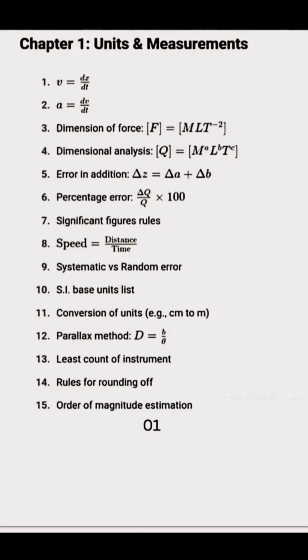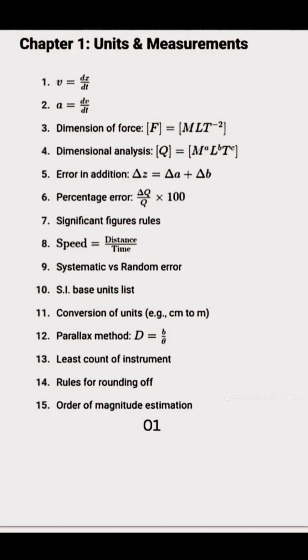Change of displacement per unit time, and then acceleration, then dimension of force, dimensional analysis, how we can find the dimension. What does dimension tell us? The dimension tells us the nature of physical quantity. Then from the error section, the topic name is error and uncertainties, then speed, systematic versus random error, and all these things are included in unit 1.